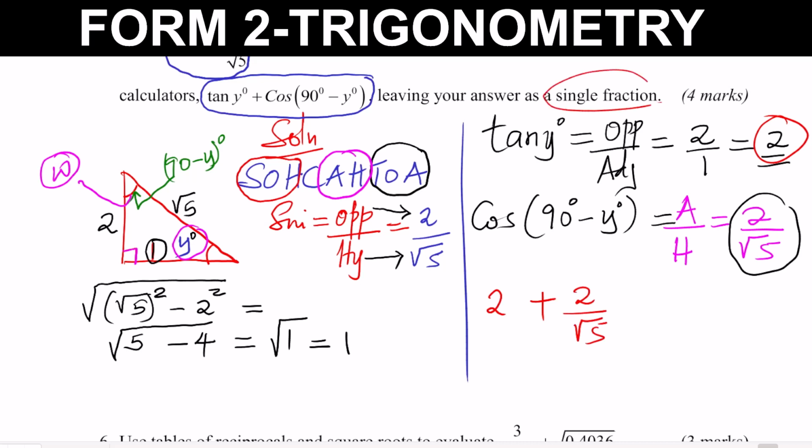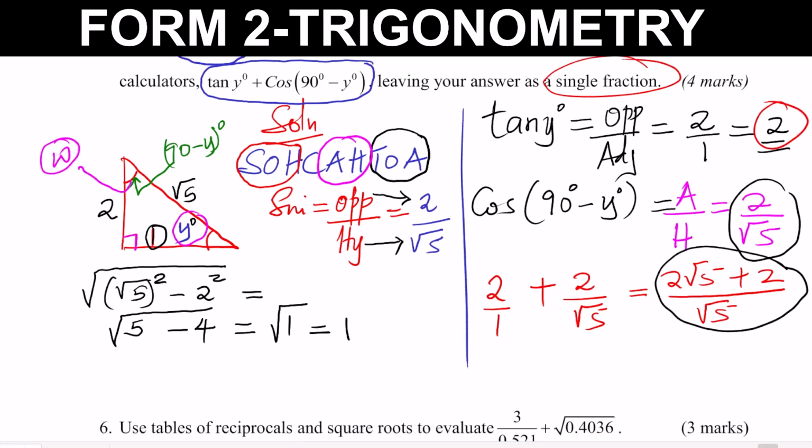We need to give this as a single fraction. So you can denote this as 2 divided by 1. Just add these; the LCM is root of 5. This gives 2 root 5 plus 2, all over root 5. Now you cannot leave this answer like this. So you rationalize the denominator by multiplying the numerator and the denominator by root of 5. We take the numerator and multiply it with root of 5, so 2 root 5 plus 2.